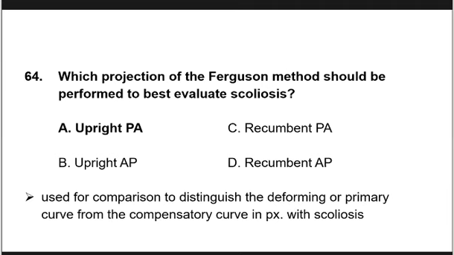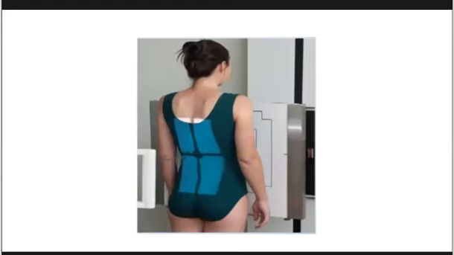That is normal for scoliosis. So this PA projection is usually used for comparison, to distinguish the deforming or primary curve from the compensatory curve in patients with scoliosis. That is PA projection, the example of PA projection. But normally, when we do a PA projection for the evaluation of scoliosis, we are not collimated, right? It is open.